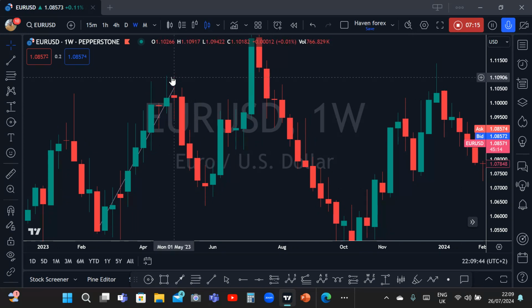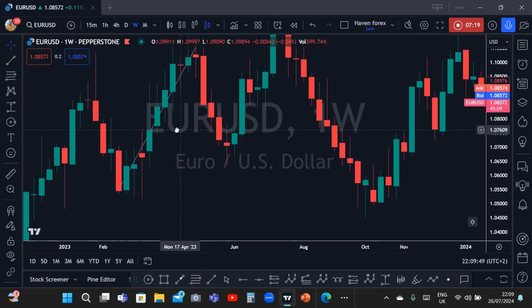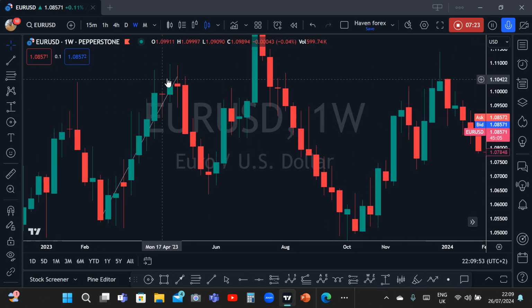And now the evening star will appear at the end of the bullish trend. So this is a bullish candle. It got a resistance here. That means it cannot break through this place. It got a resistance.